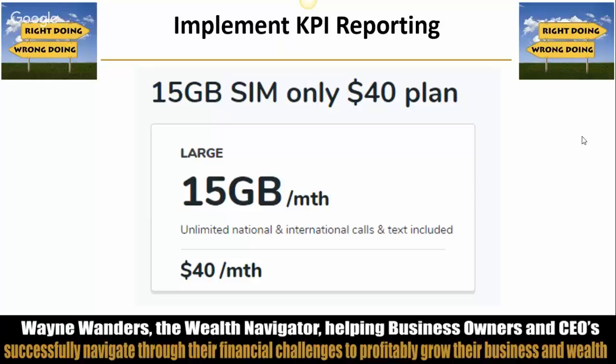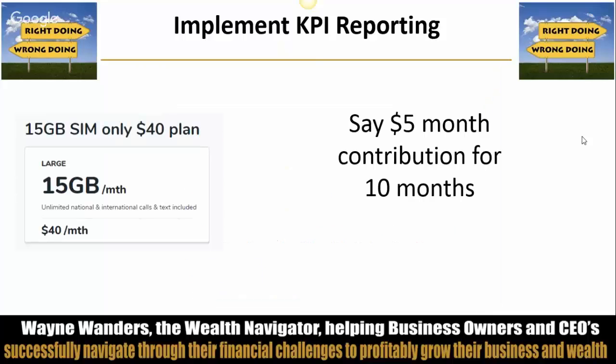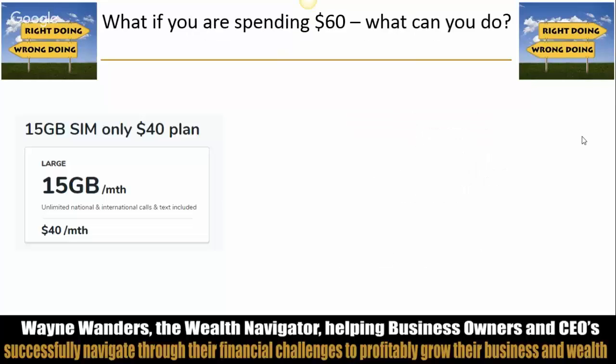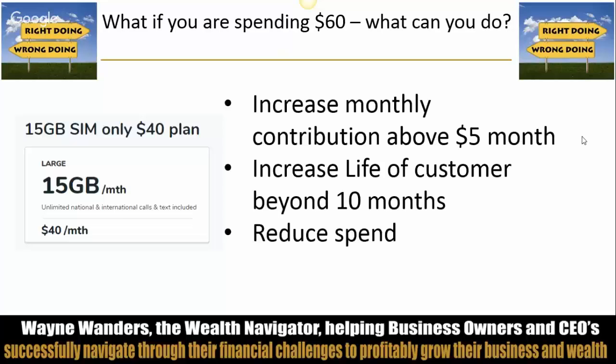Here's another example. Prepaid SIM plan, $40 a month. Let's say that the contribution per month is $5 and the average life of a customer is 10 months. So $50 is break even. But what happens if the business is spending $60 to get that customer that's worth $50? If they have the metrics to do this and understand that they're spending $60 to get $50, they can make strategic business decisions. Do they do something to increase the monthly contribution above $5 a month? Maybe reduce the costs, maybe do something to get the customer to spend more?